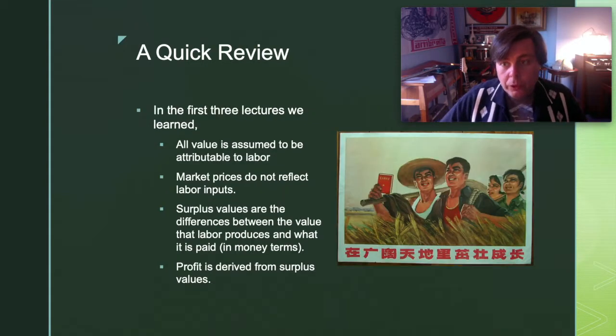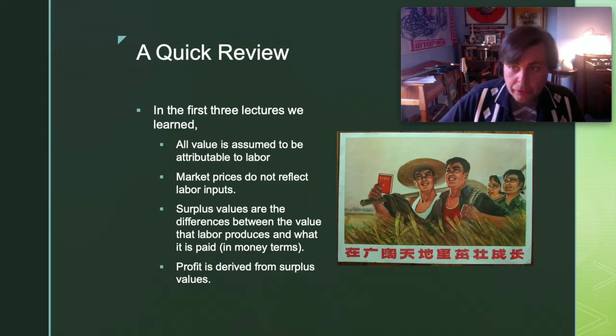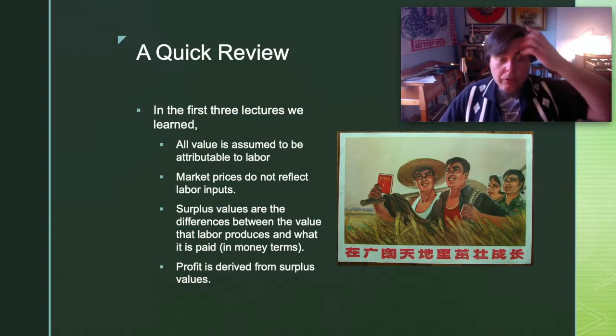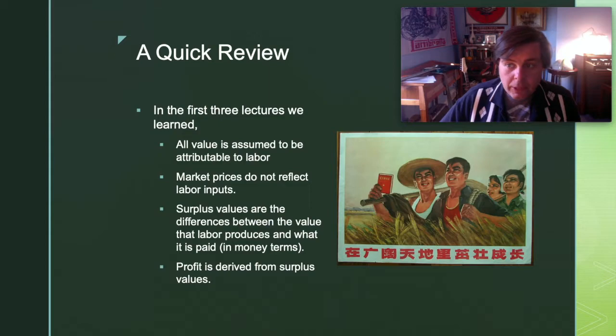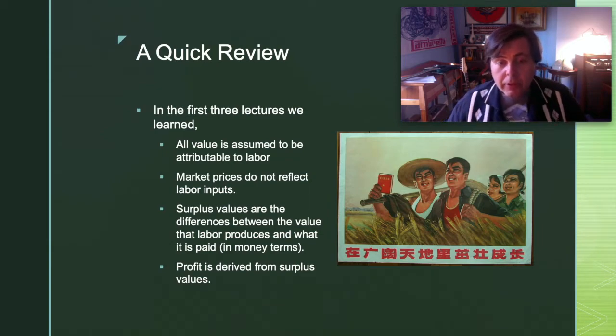We also learned in the first and second videos that the Marxist structure assumes philosophically that all value is attributable to labor, right? So anything of value is valuable because labor is embedded within it, or labor made it. And that idea goes back a long way. Maybe one of these days I'll do a video on John Locke and all that, but it's essentially Enlightenment era reasoning.